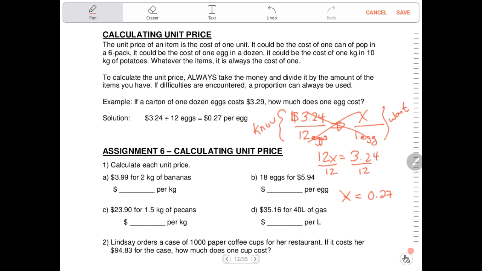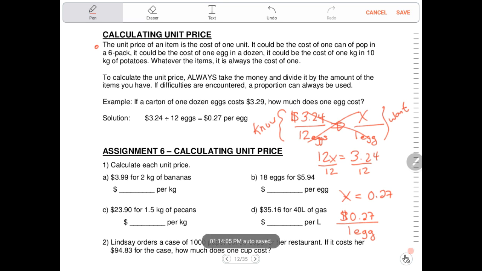Now that gives you 0.27. But it is very important to not just leave your answer like that when you calculate unit price. Unit price, by definition, is the cost of one unit. So you have to use the proper notation, the proper way of writing it. You would have to say it is 27 cents for one egg. The unit in this case is egg, because we are looking at how much it is for one egg.